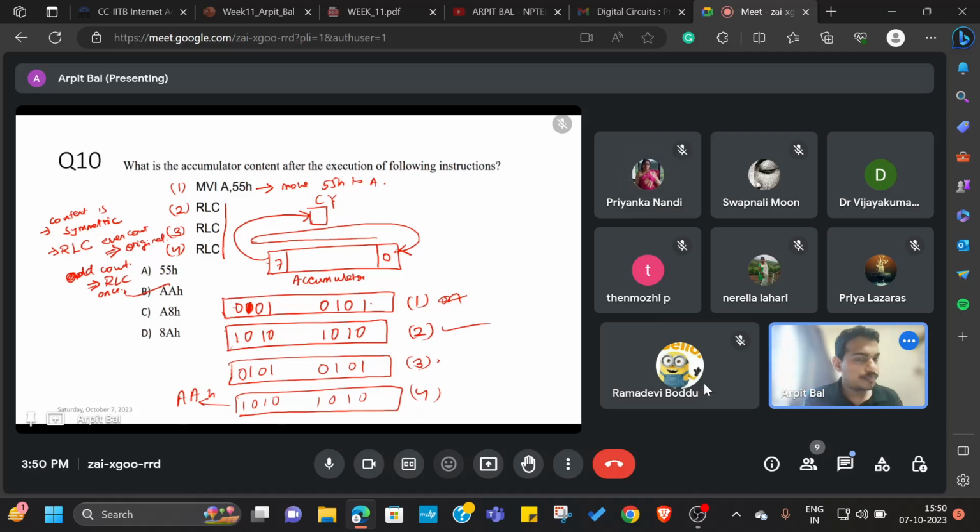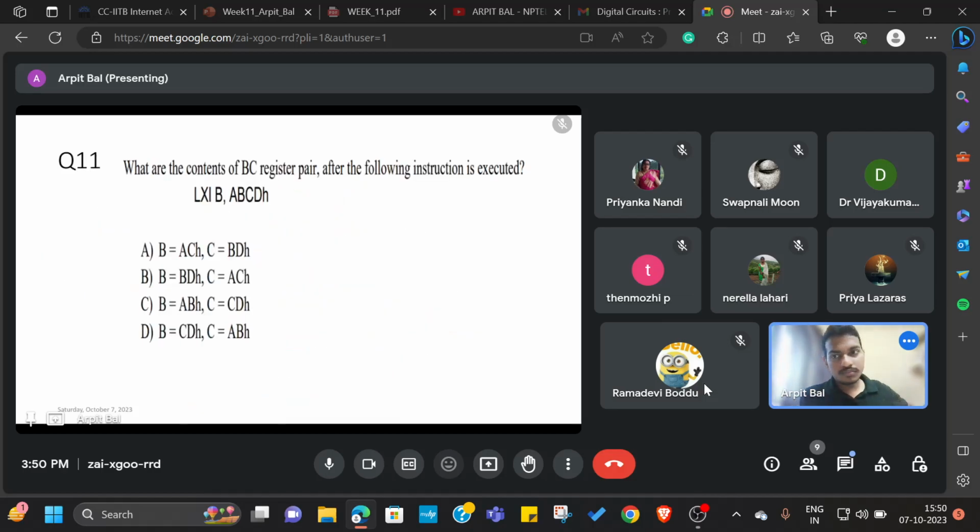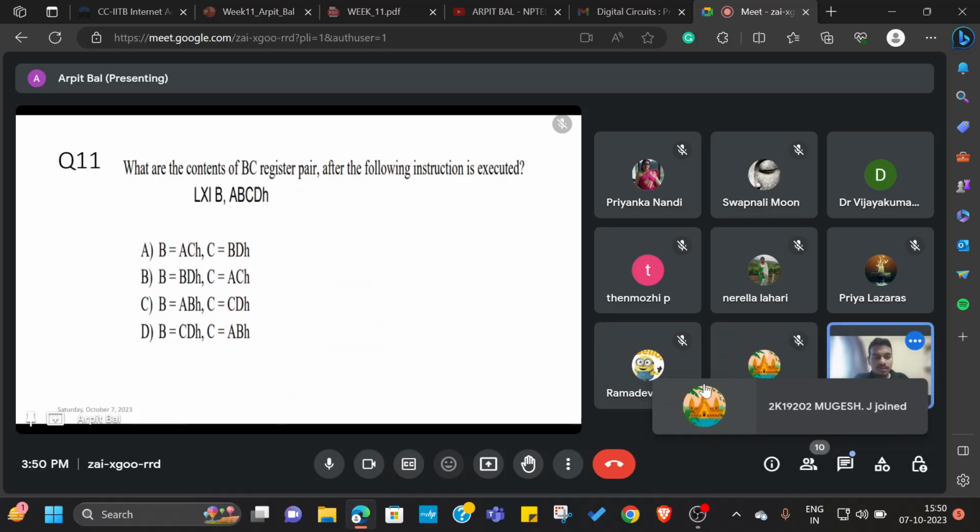Does anyone have any doubt in this question? Okay, we can move to the next question then. In this question, we have to identify, after this particular instruction is executed, what the contents of the BC register pair are.